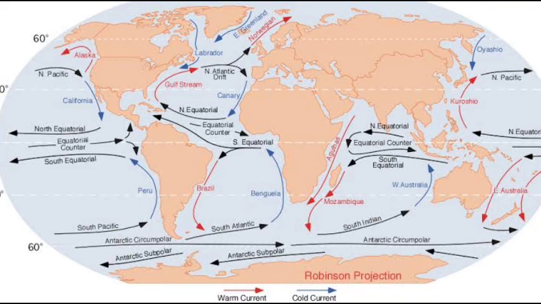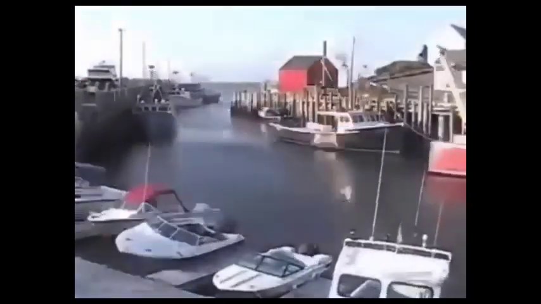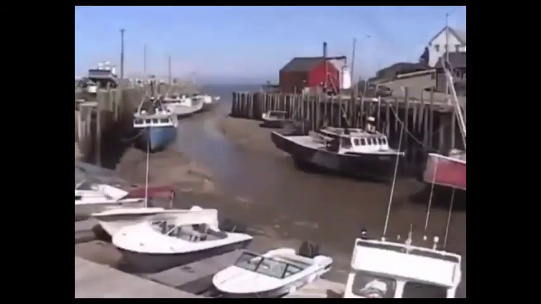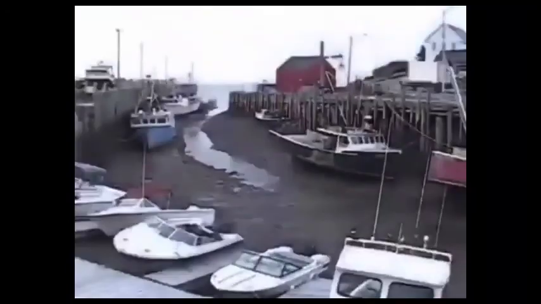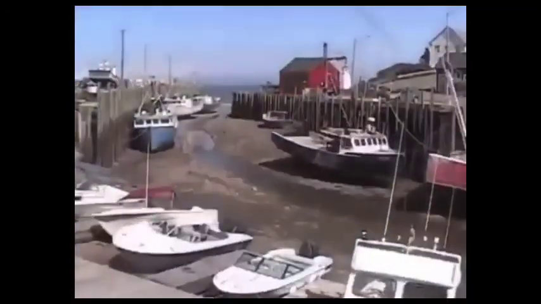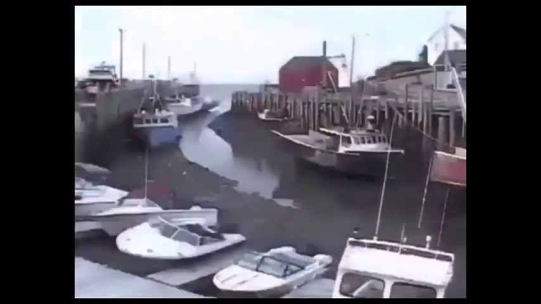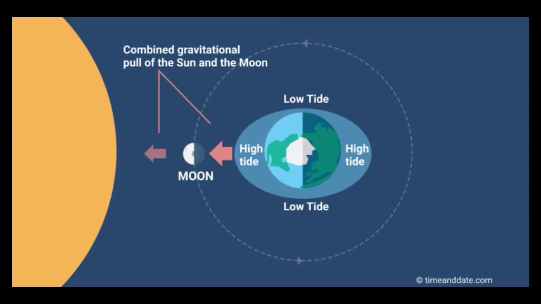There are different factors for the origin of ocean currents also. And the other type of movement is the tides. The alternate vertical rise and fall of the seawater is known as tides. Tides are formed due to the gravitational interaction of the earth, moon and sun.